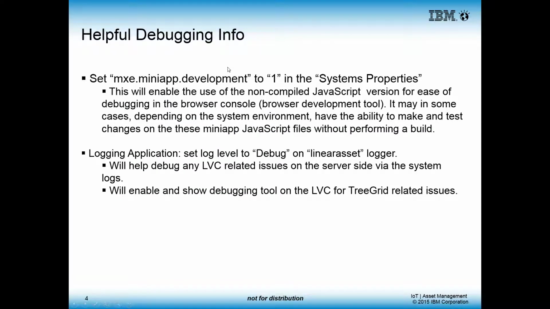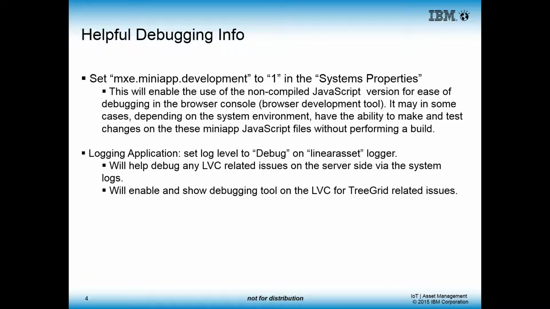Here's a screen about some helpful debugging info. The first one here describes the system properties, the MiniApp development system properties. What's happening is the JavaScript is compiled and compact when delivered to the customer. So when we're debugging or developing, we set this to 1 so we're able to use uncompiled JavaScript. So it's easy to debug in the browser console.